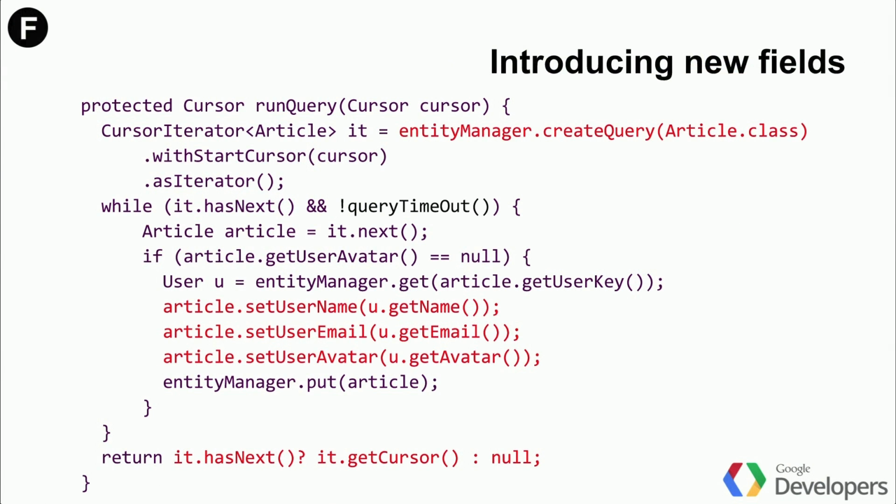Let's see an example. I understand the code here. I understand the three red lines in the middle. That is where we are setting the username, the email, and the avatar on the article coming from the user. I also understand that we have a for loop around this. We are doing an iteration on all of our articles. And actually the first red line, that is a query that is returning all of my articles. But of course, this is going to be a lot of articles.